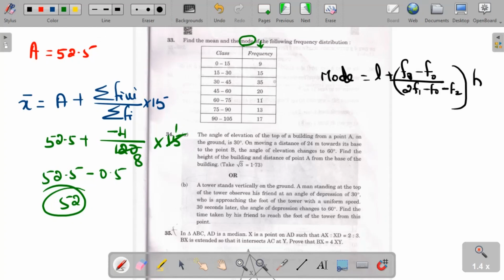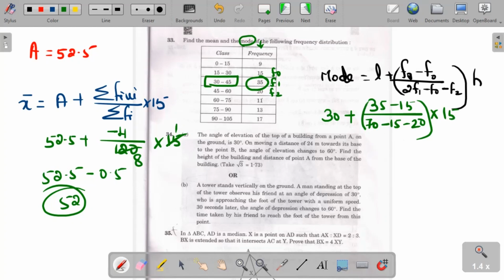In order to know that, we need to find the class interval with maximum frequency, which is this. So the modal class is 30 to 45. So L is 30, f0 is 15, f1 is 35, f2 is 20. So let's substitute: 35 minus 15 divided by 35 into 2 is 70, minus 15 minus 20, into the class width, which is 15. So this is 30 plus 20 divided by 70 minus 20 is 50, and here there is 35 into 15.